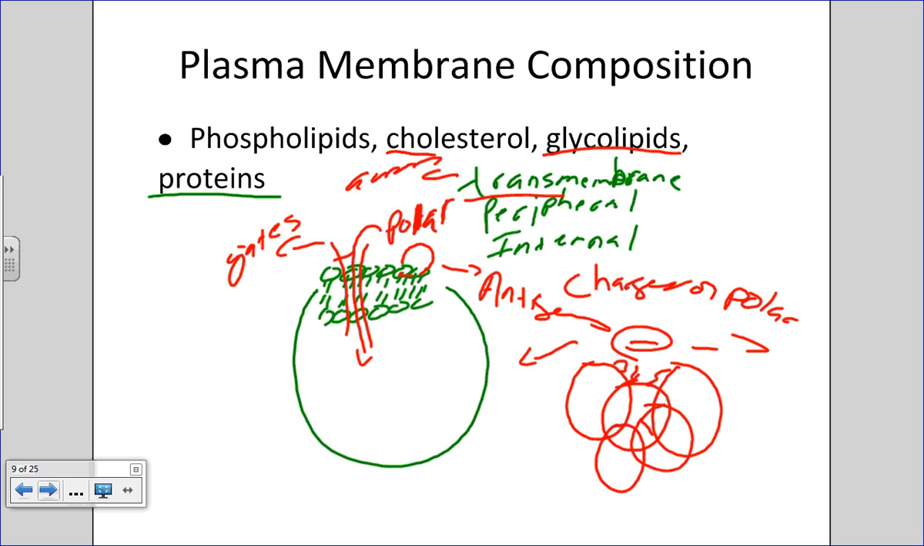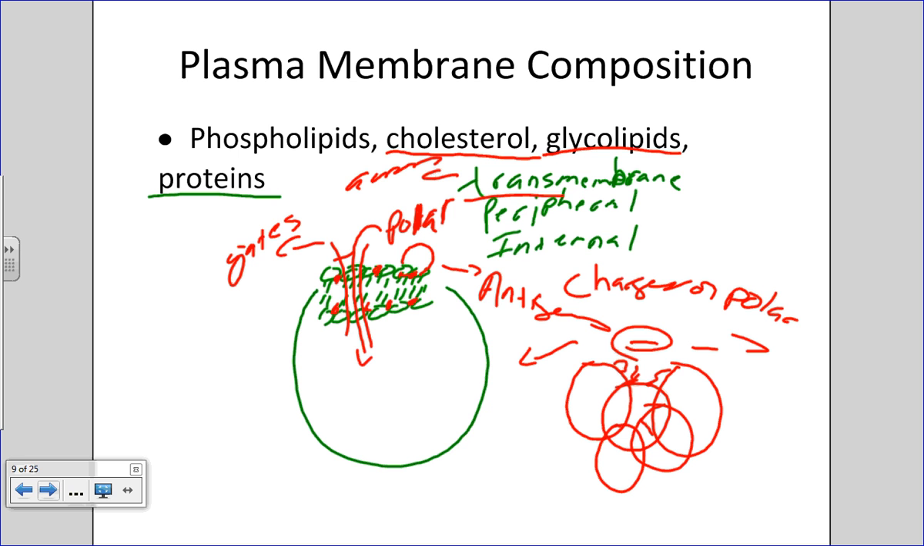And cholesterol is very important as well. Not every animal cell has cholesterol within the plasma membrane, but the higher functioning ones do, like us. Cholesterol makes cell membranes more rigid. You're going to find cholesterol in between the phospholipids, and the more cholesterol there is, the tougher and more rigid that cell membrane is. Vice versa, the less cholesterol present, the more flexible the cell membrane is.